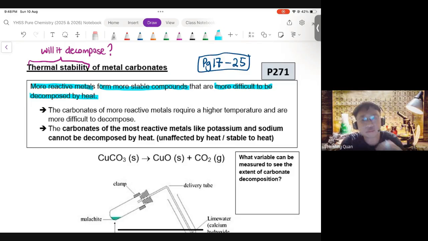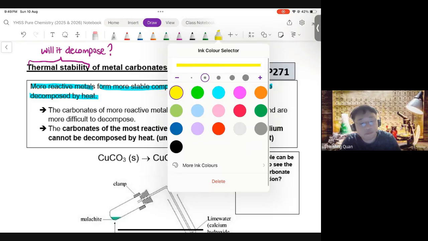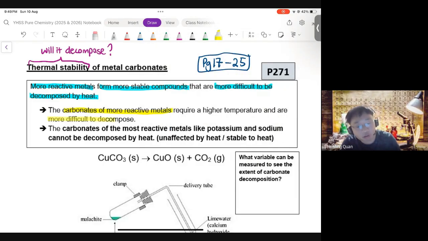All right. How about other metals like calcium, magnesium? So calcium and magnesium are less reactive than potassium and sodium because they are lower than potassium and sodium in the reactivity series. But they are still quite reactive, right? So even though calcium and magnesium carbonate could decompose, it's gonna require a higher temperature for that to happen. Okay, so the idea here is more reactive metals, more difficult to decompose. They may need a higher temperature before they start decomposing.